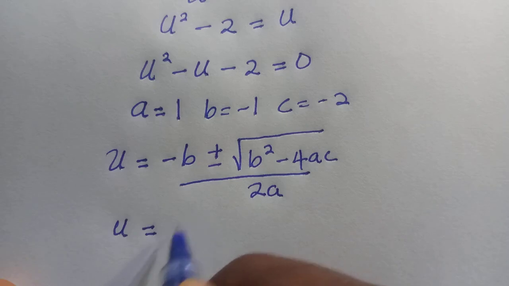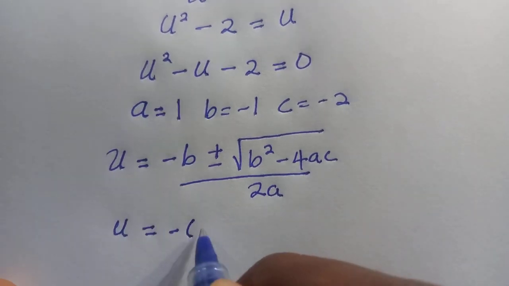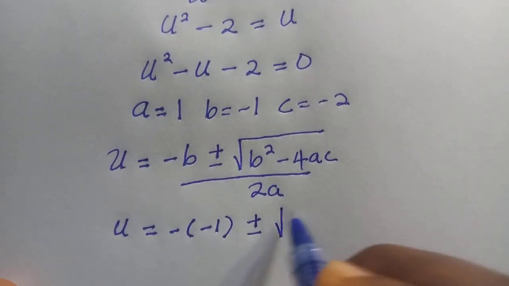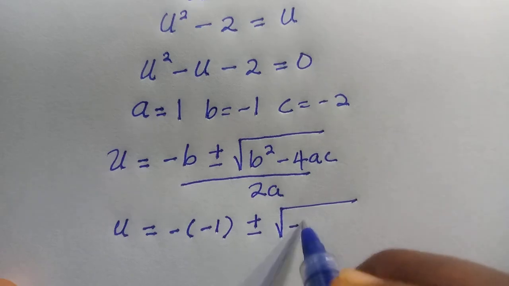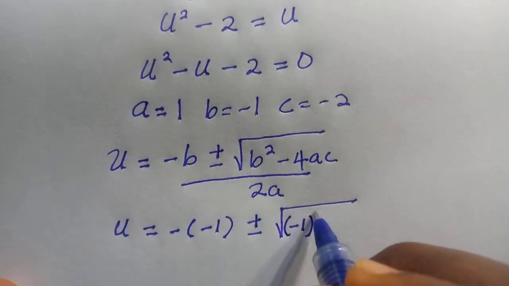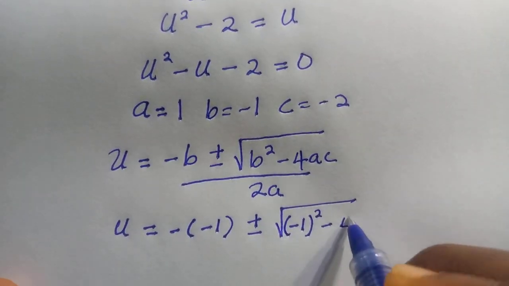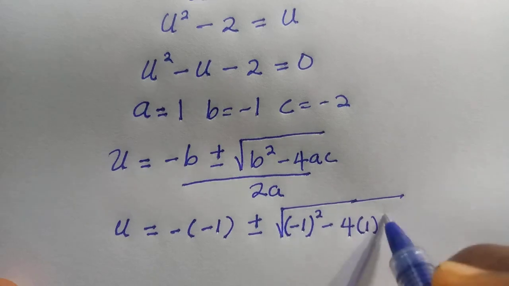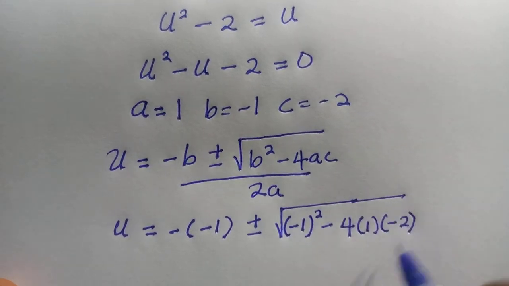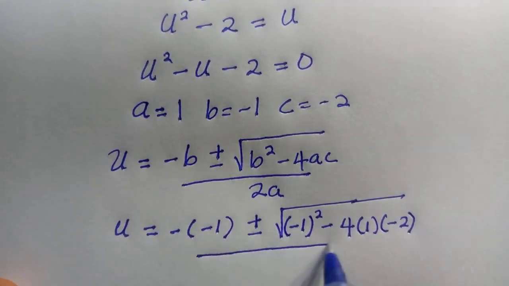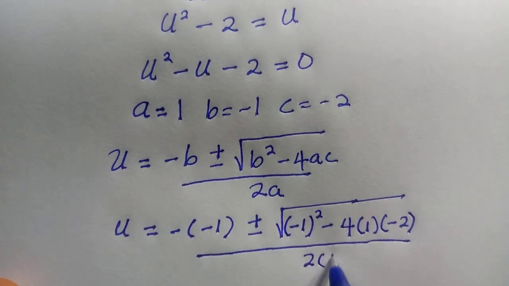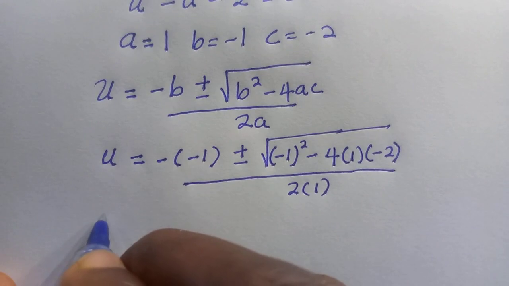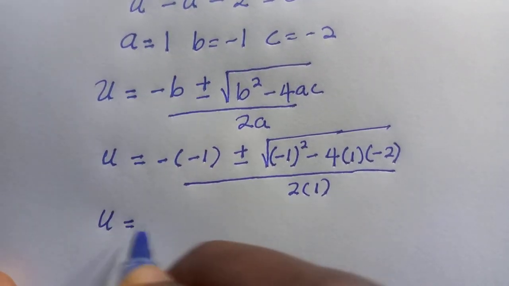So here we have u equals minus, in bracket, b is minus 1, plus or minus the square root of minus 1 squared minus 4, and we have a, which is 1, then c is minus 2. Everything divided by 2 in bracket of 1. So by having this, we are going to continue and get the value of u.